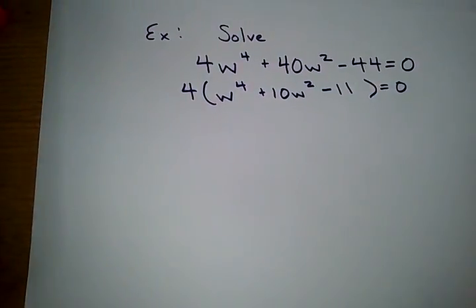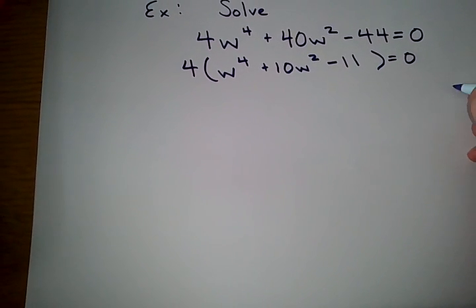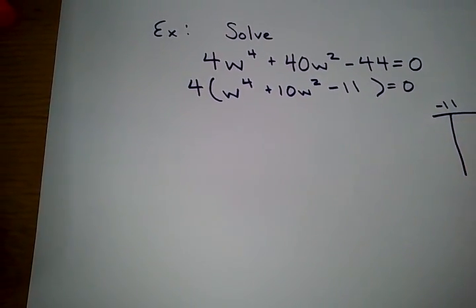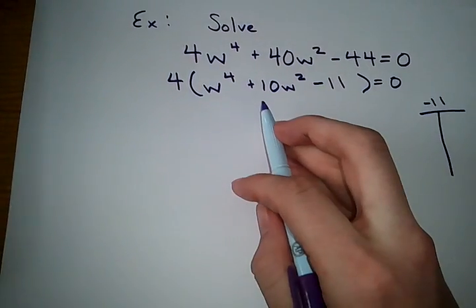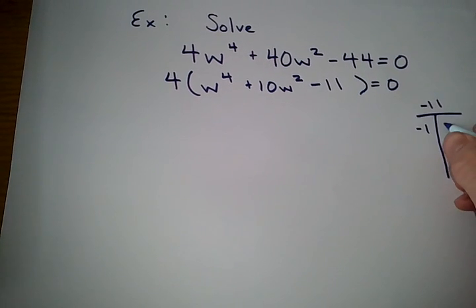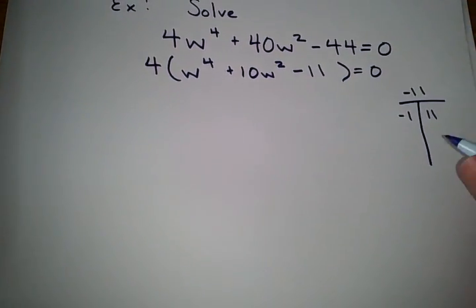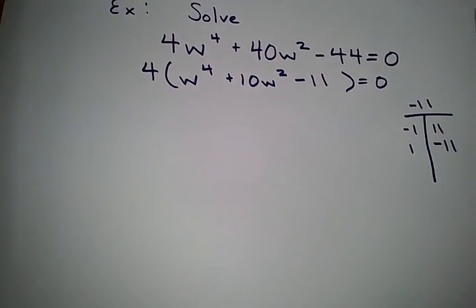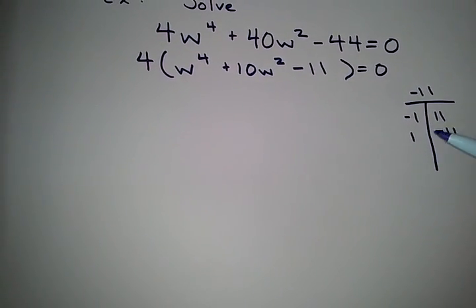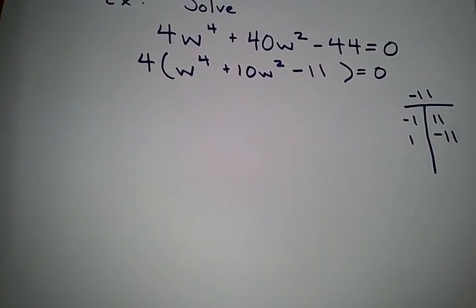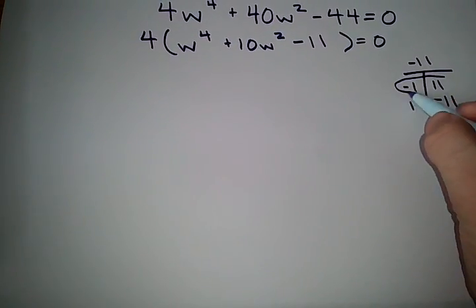This parenthesis is the form of a trinomial. So what I'm going to look for are factors of negative 11 that add up to 10. Let me list out all my factors. How can I multiply to get negative 11? Well, negative 1 and 11, or positive 1 and negative 11. So these are the only two ways that I can multiply to get the third number. Which of these adds up to 10? That would be the top one.